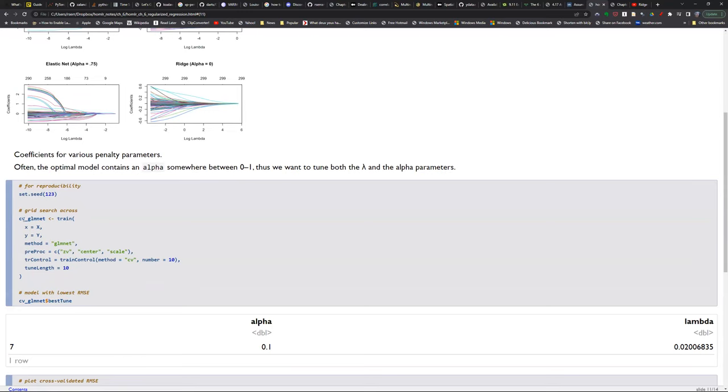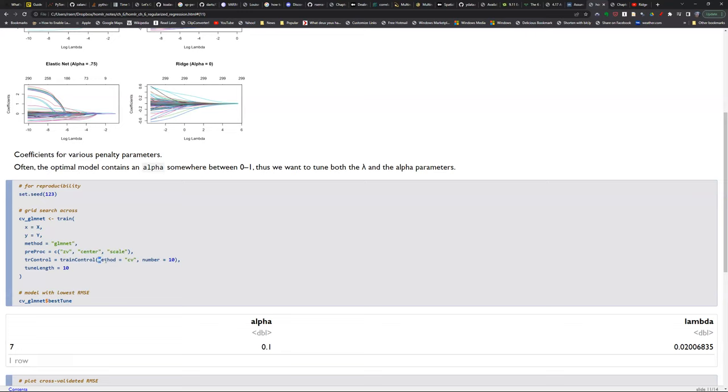So the function is going to be train, right, from the caret package. We're going to train these predictors with this response. The method is going to be glmnet. We're going to have a pre-processing step for zero variance predictors. In other words, predictors that are constant are going to be discarded before running the model. And we're going to do the center and the scale. In other words, we're going to normalize the numeric predictors.